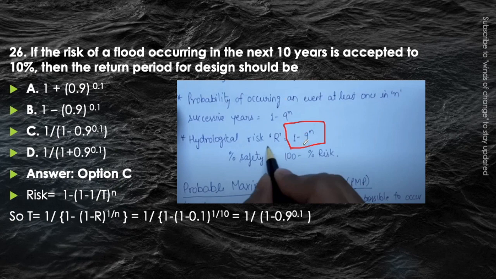In this video I have already explained the q. That is why it is directly being written as hydrological risk, that is R equal to 1 minus q raised to power n. Now if we have to find out T, then it can be written in terms of risk R, as 1 upon 1 minus R raised to power 1 upon n.